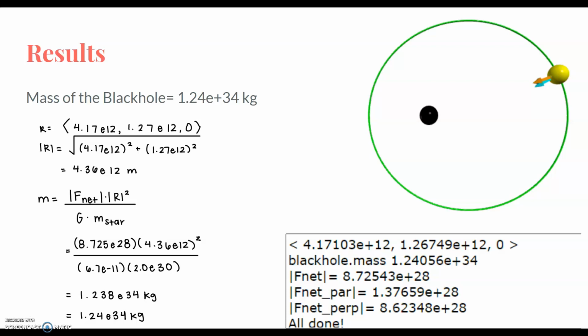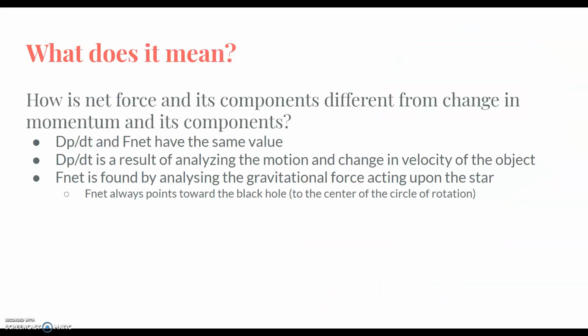Now, if we plug this into our formula using the net force given, which is 8.7 times 10 to the 28th, this distance over the gravitational constant, which is 6.7 times 10 to the negative 11, times the mass of the star, which we were also given, we will result in a mass of the black hole being equal to 1.24 times 10 to the 34 kilograms.